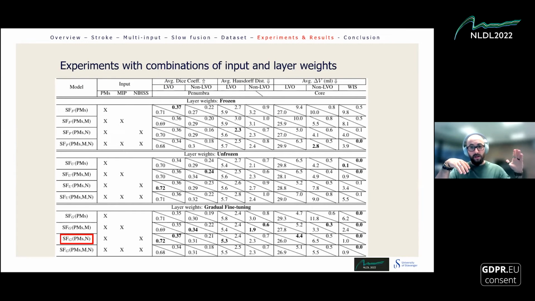Everything started as frozen, and then we slowly changed all the layers to be unfrozen, checking the validation loss during training. And we see, as you can see from this table, that the best model is given by this gradual fine-tuning approach using parametric maps and NIS score as input. It is the one highlighted with the red rectangle at the bottom of the table.